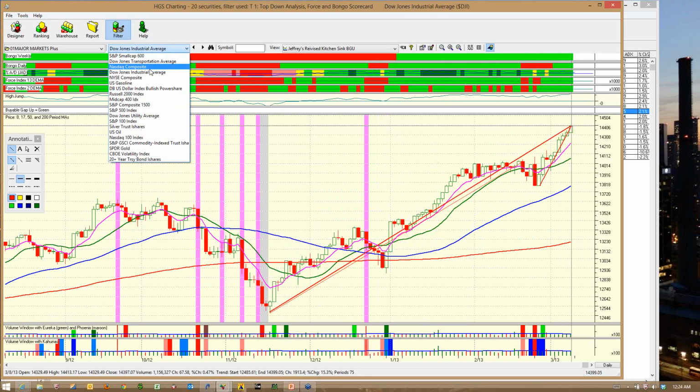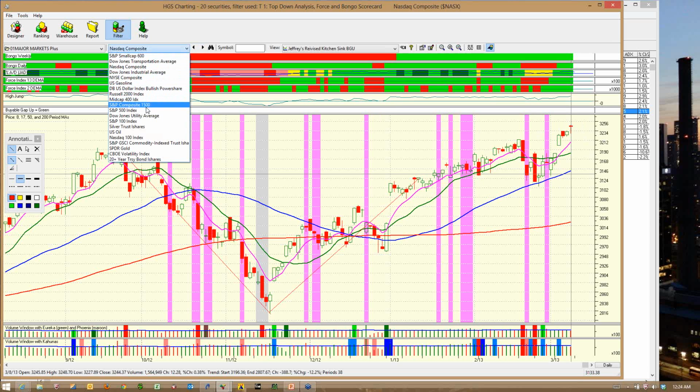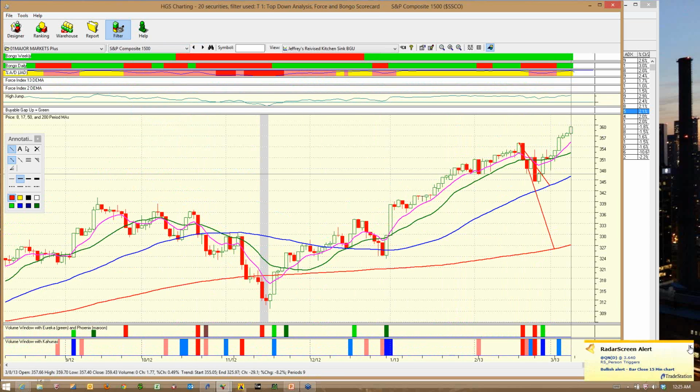NASDAQ, not going to spend any time here, pulled back to the 50-day moving average and bounced. Again, all these are up into high territory. Obviously, the NASDAQ has a long way to go to get to all-time highs. S&P 1500, which is one of my favorite things to look at because it combines the 600, which is the small caps, the 400, which is the mid-caps, and the 500, which is the big caps. So it gives me a nice market view. And I'm sure it's right in front of my face, but I don't see it here. Here it is. It is right in front of my face.